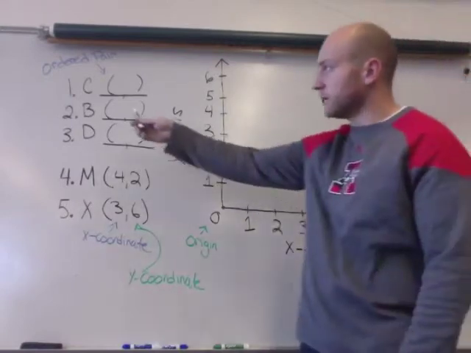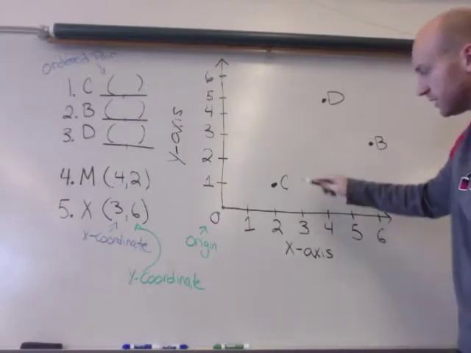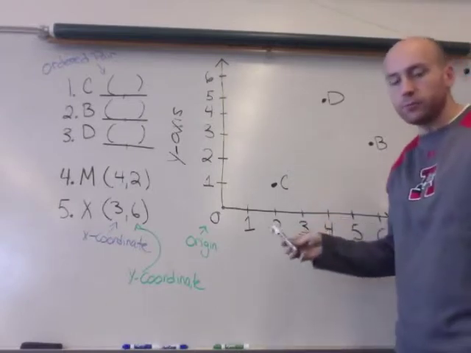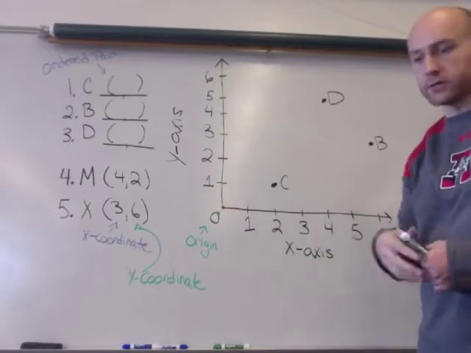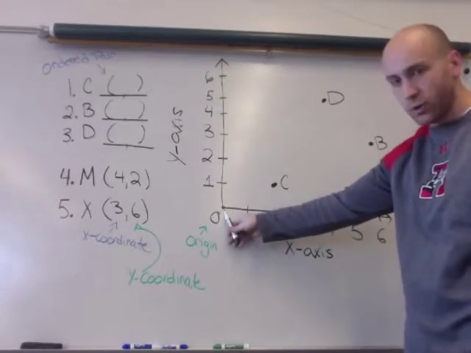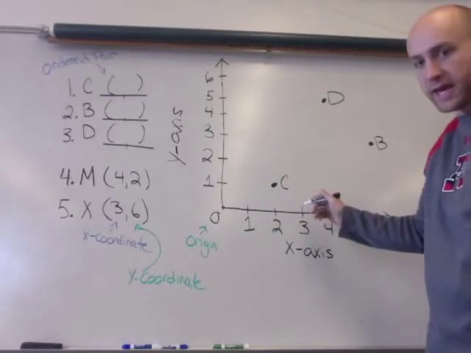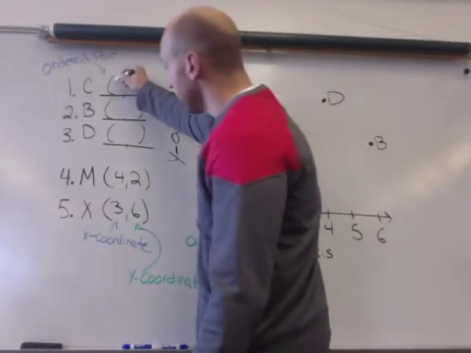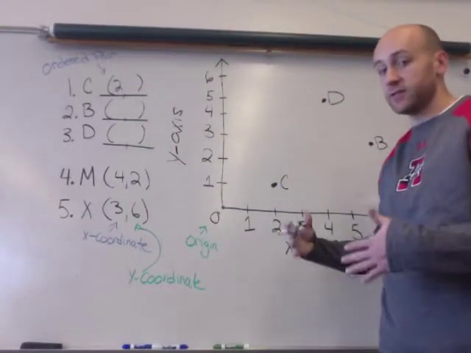Right here, number 1 has C, and we're trying to find the 2 points for C. So here's C on our graph. To find the 2 points, we always start with x, so we always go horizontally. We always run first. So we start at the origin, and we go 1, 2. C is at 2 for the x-axis. So I'm going to put my number 2 here first. That number goes first because it's for the x.